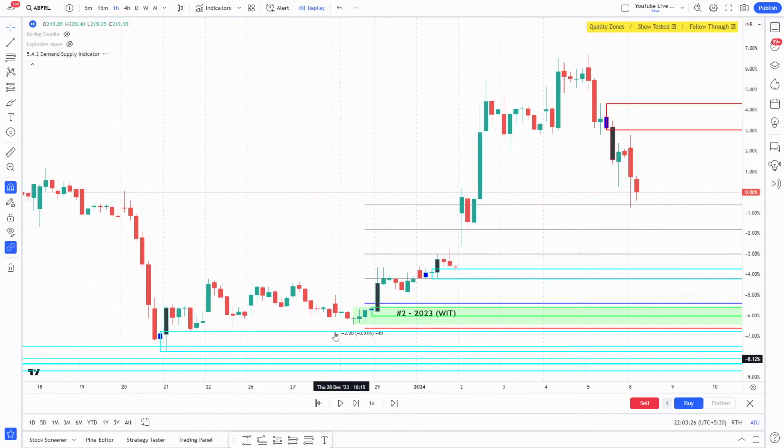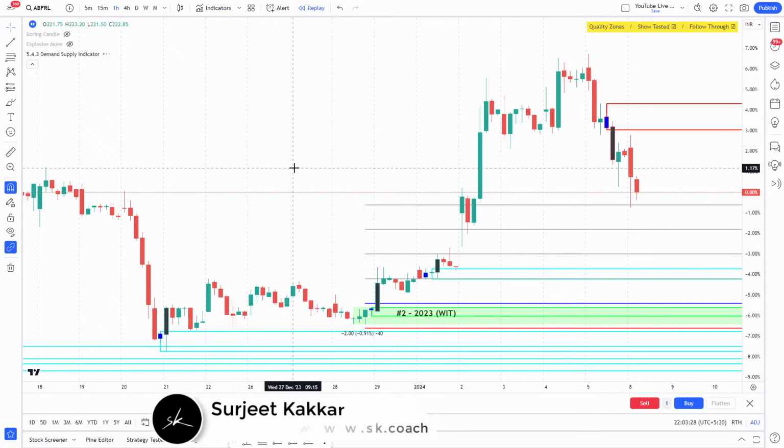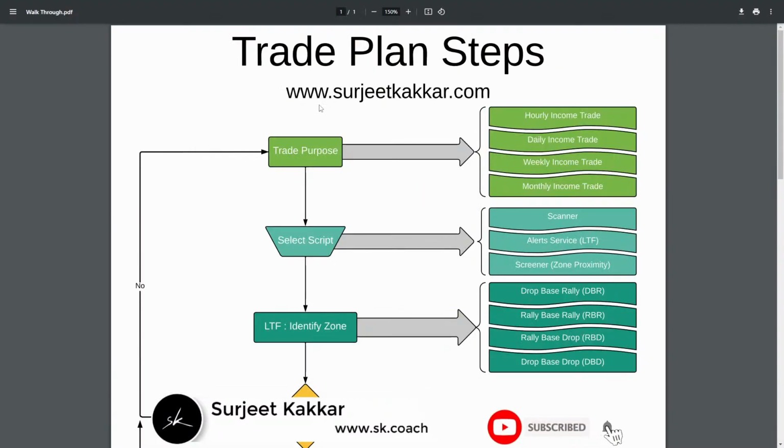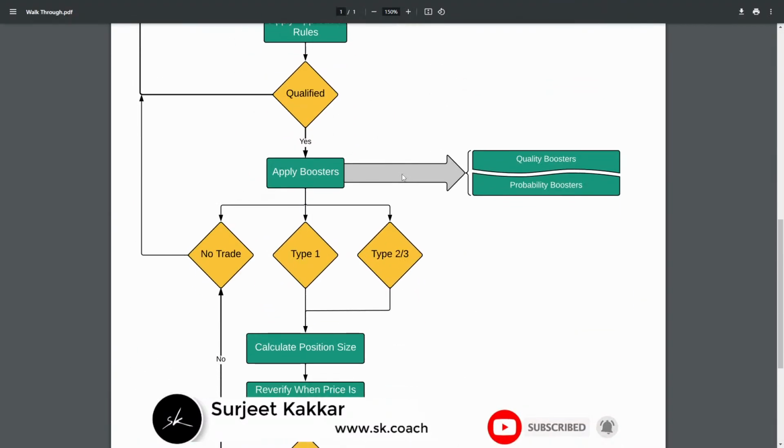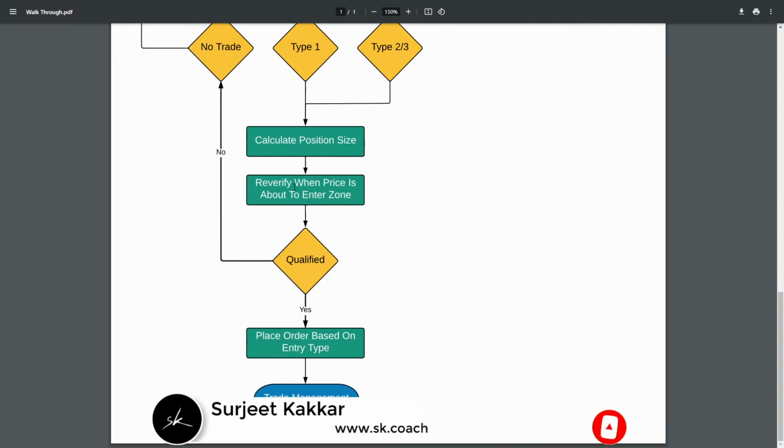So now if you look at our trade plan, when we talk about the trade plan steps, we have a step which talks about that before entering the trade, we have to re-verify whether the trade still qualifies based on our trade plan or not. Can you see it says verify when the price is about to enter the zone, and we'll have to re-verify.